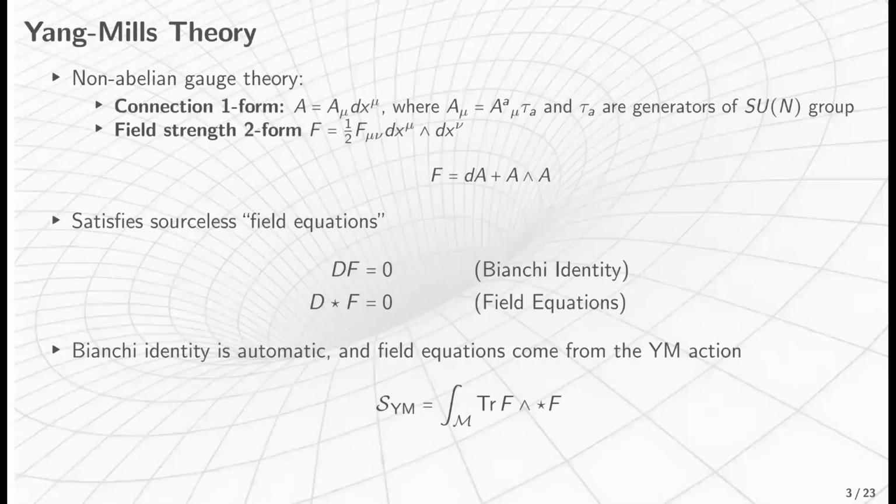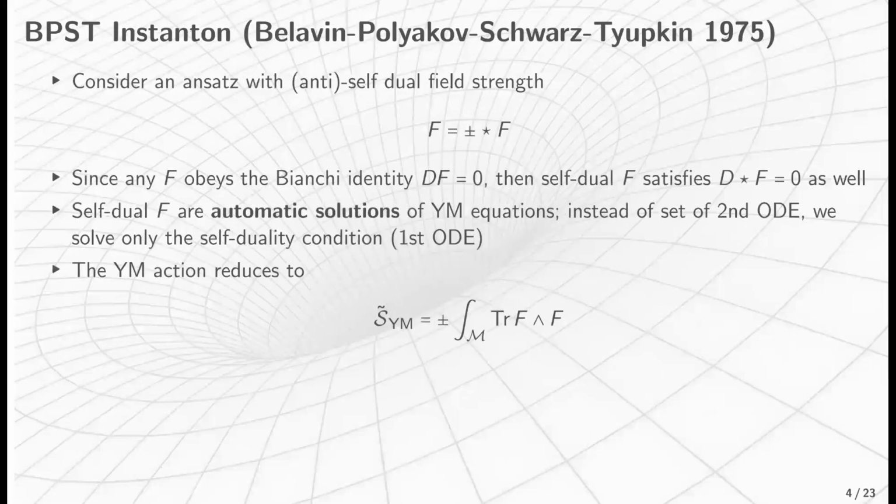So basically, when you have this kind of field equations, you can ask, how do I solve them? Well, there are many ways, but there is one particularly clever way to solve this set of second order field equations for A, which are really complicated. That was introduced in 1975 by Belavin, Polyakov, Schwarz, Tyupkin. And basically, their idea was something very, very clever. Well, it is to consider an ansatz such that your field strength equals plus minus star of F.